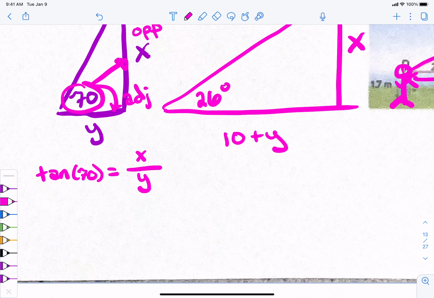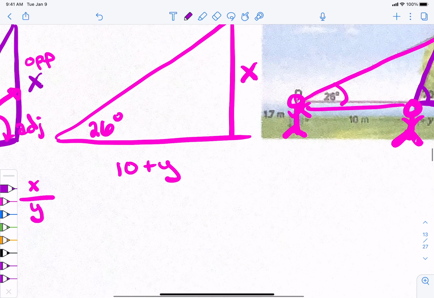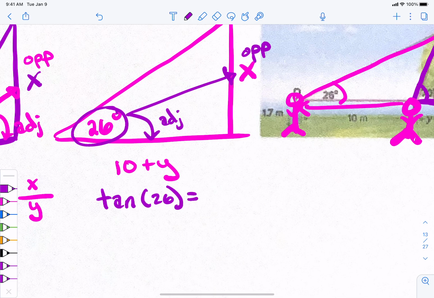Okay, now, this is hard because we can't solve for X and Y at the same time, right? We never have two variables at the same time. So let's jump over to the second triangle and do the same thing there, okay? So we have 26 degrees. What's X? Opposite. What's the other one? Adjacent. Okay, tangent. So we have tangent again, and this is tangent of 26 equals X over 10 plus Y. X over 10 plus Y, right?